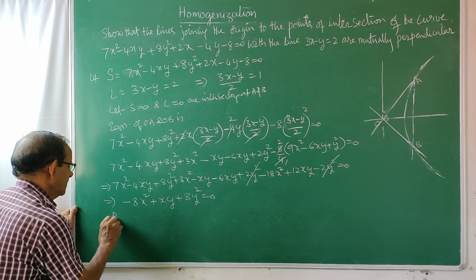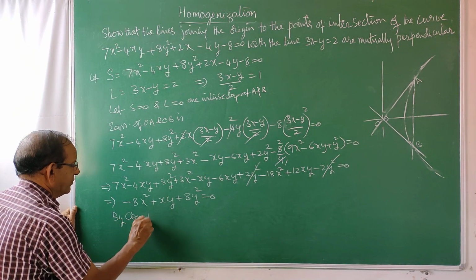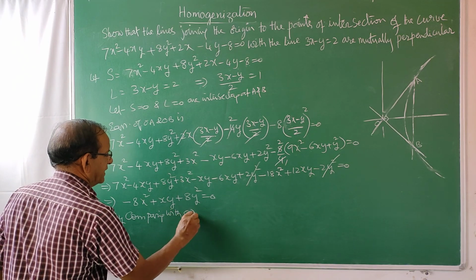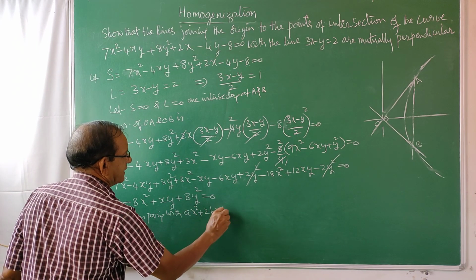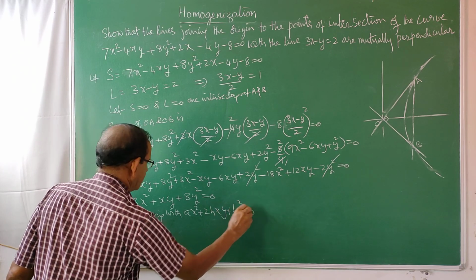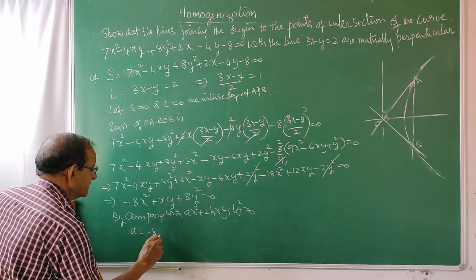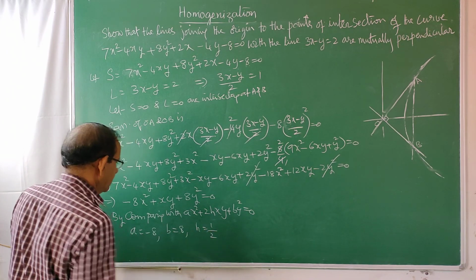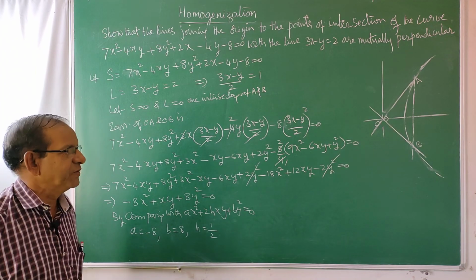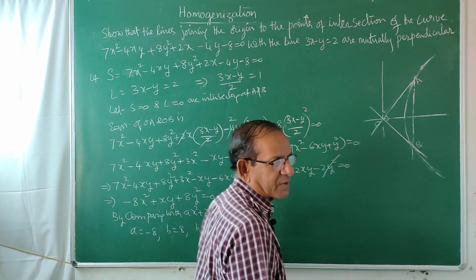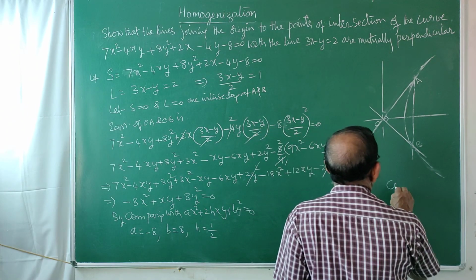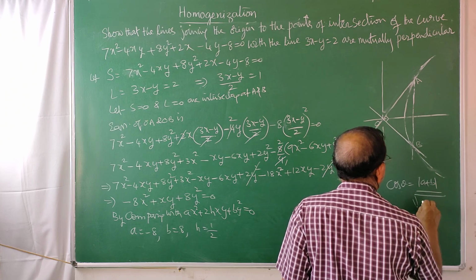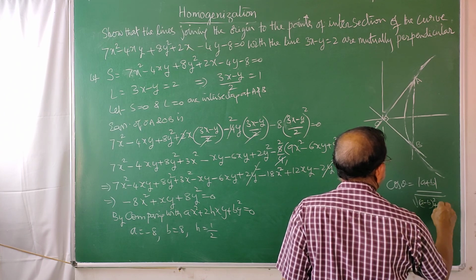Now to avoid the minus sign in the beginning, divide both sides by, or else you can compare with the general equation ax square plus 2hxy plus by square equal to 0. a is equal to minus 8, b is equal to 8, 2h is 1, so h is equal to 1 by 2. Now here a plus b is 0. We know that cos theta is a plus b by root of (a minus b) whole square plus 4h square.